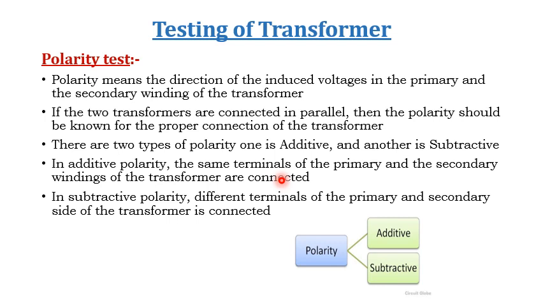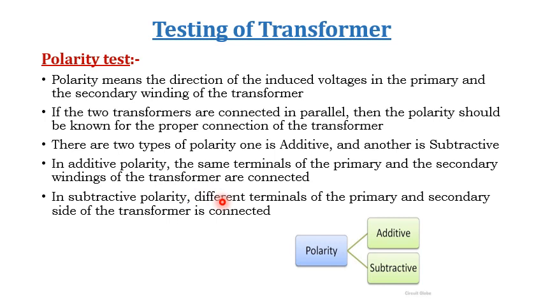The terminal of the primary winding is connected to the terminal of the secondary winding with the same potential. So that is nothing but additive polarity. So subtractive polarity means what?